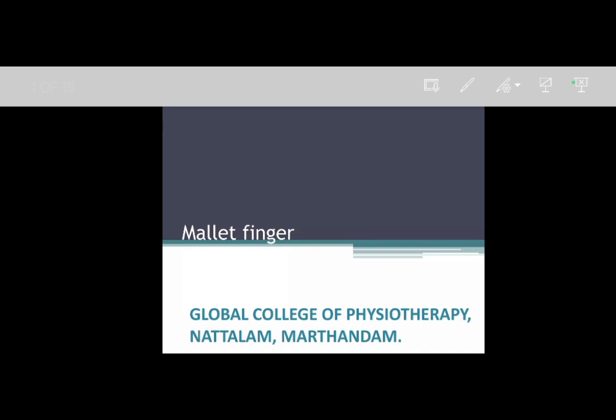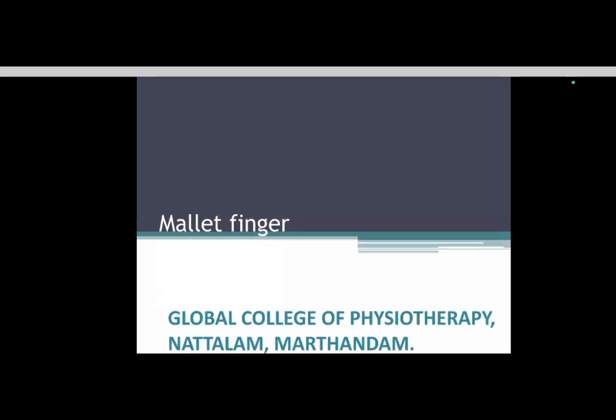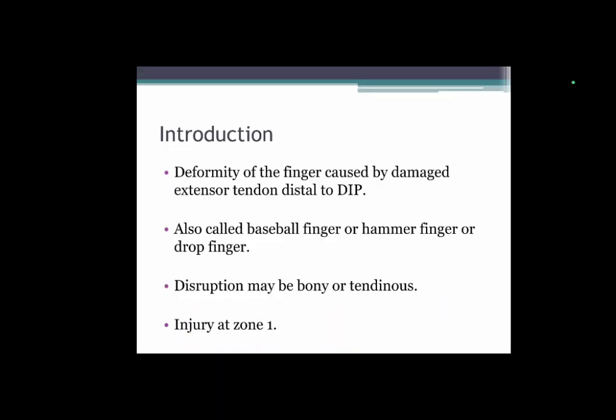In this video we will learn about the mallet finger. Mallet finger is a deformity. Definition of mallet finger: mallet finger is a deformity caused by rupture or avulsion of the extensor tendon at the distal interphalangeal joint, resulting in inability to actively extend the tip of the finger.